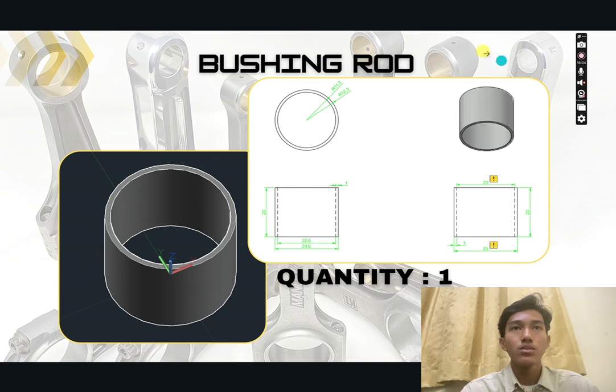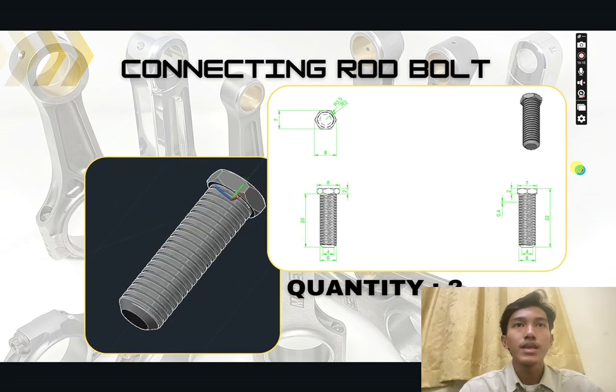This is the bushing rod, quantity 1. This is a drawing with dimensions, and this is the 3D view. Lastly, we have the connecting rod bolt. For the bolt, I need a quantity of two. For one connecting rod, 2 bolts are needed. This is the dimension of the bolt, and this is the 3D view of the bolt.